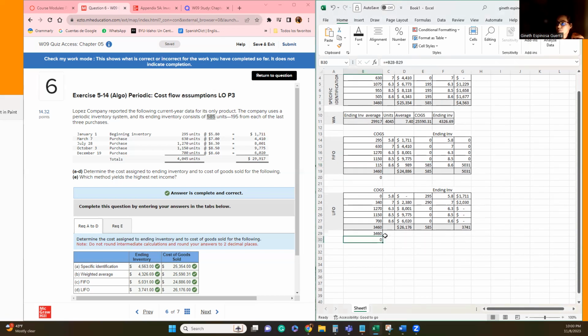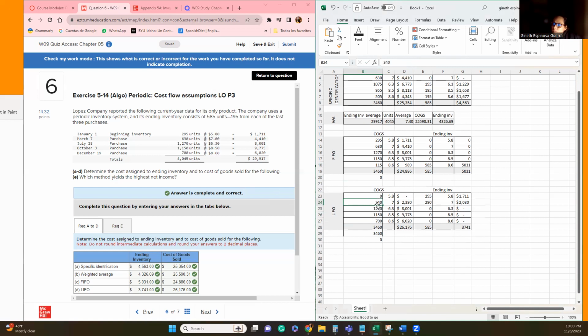The last part is interesting because we start backwards. Here, we know we have 3,460 units, and we have our purchase of 700 units. Just to understand, I'm going to add the same as before. I'm looking for these 3,460. For this 700, we have a next purchase of 1,150 units. We have another purchase of 1,270, and now we have a different number.